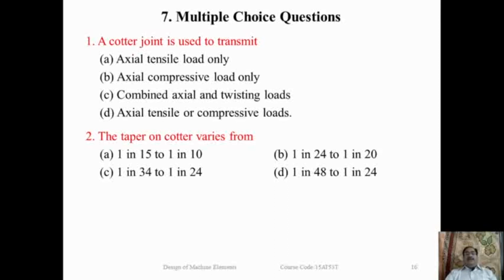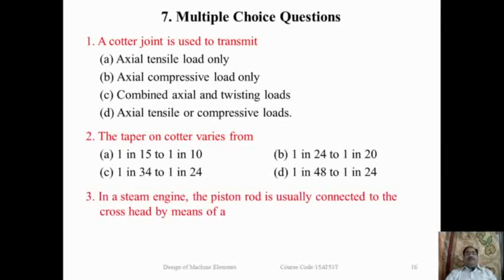Here we have already studied that the cotter is tapered in section and the ratio varies from 1 in 48 to 1 in 24. So here it is option D. So D is the correct answer. The taper on cotter varies from 1 in 48 to 1 in 24.